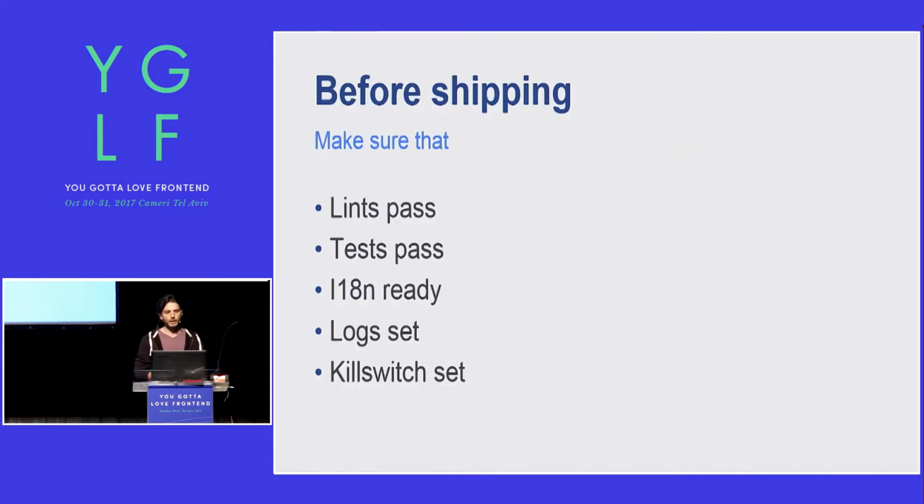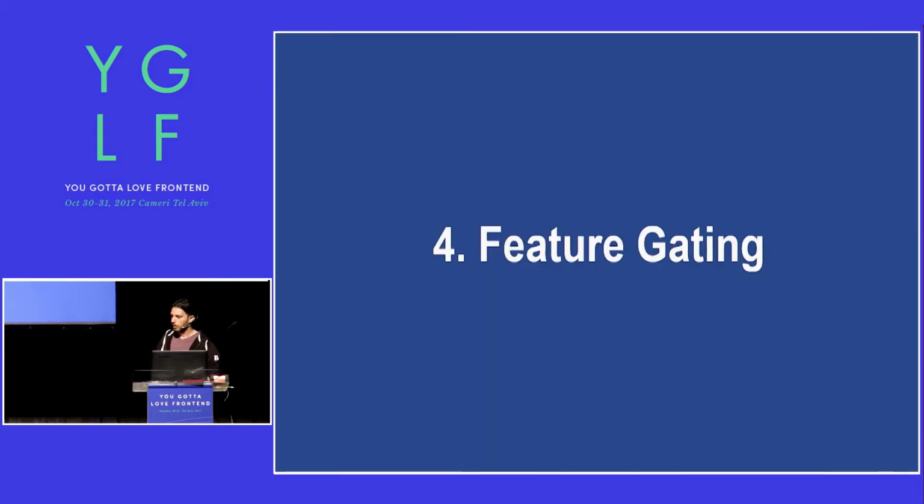And before we click on ship it, we make sure that lints pass, tests pass, the translations are ready, or people are going to see the default English, which is not good. We have the responsibility of putting in logs to make sure that we're not breaking anything once we hit production, and also logs to make sure that the feature is actually going out into production, and kill switches. If we put that in, then we can kill it immediately if the experiment is over or if we see that something went wrong.